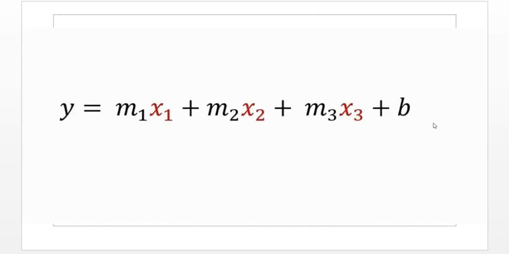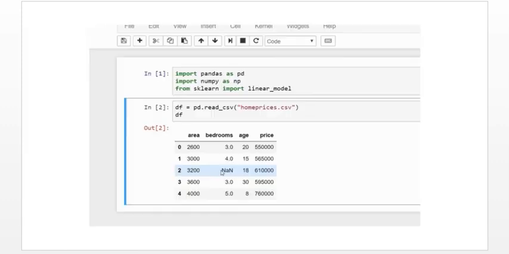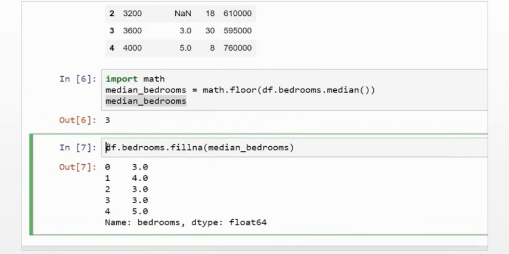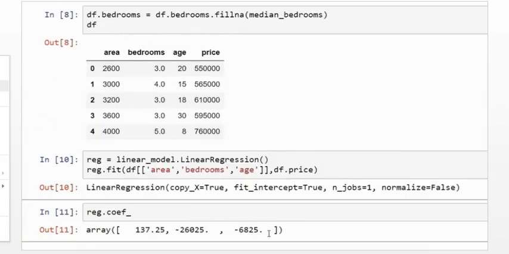This can also be written as y is equal to m1 into x1 plus m2 into x2 plus m3 into x3 plus b. Here x1, x2, x3 are the independent variables, which are the features. M1, M2 and M3 are the coefficients for the features respectively. Y is the dependent variable and B is the intercept. Here we have the code which explains linear regression with multiple variables. This will be explained in further detail later.